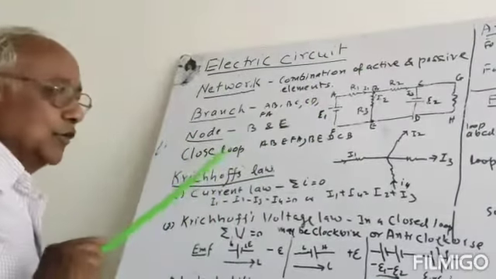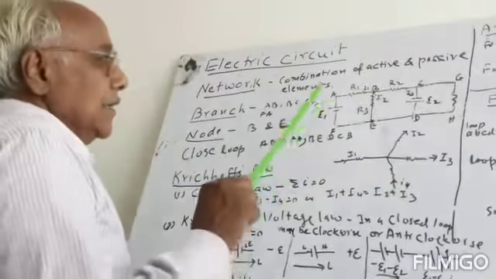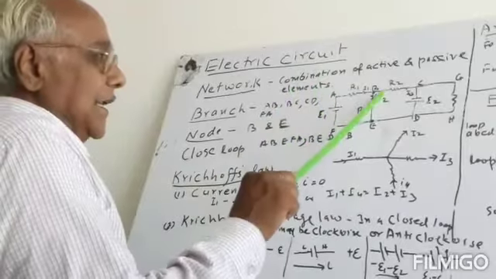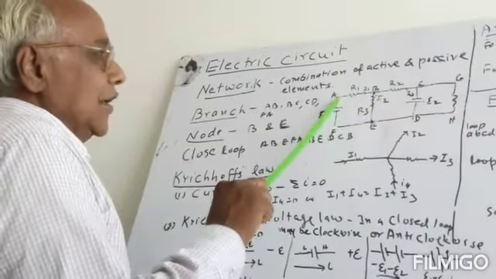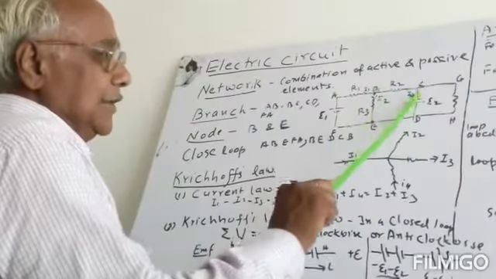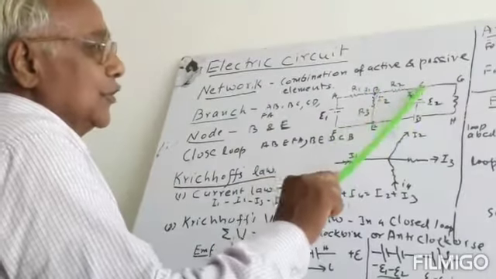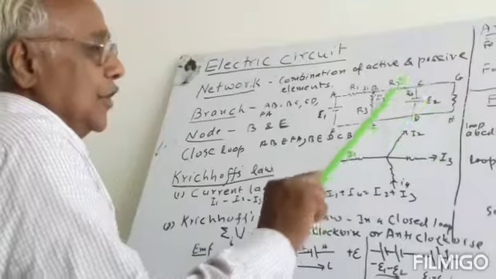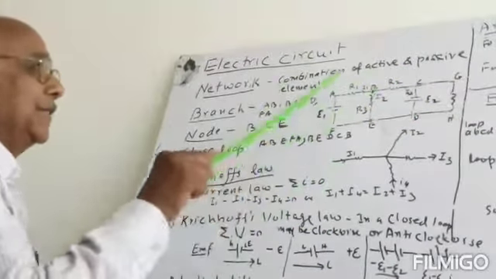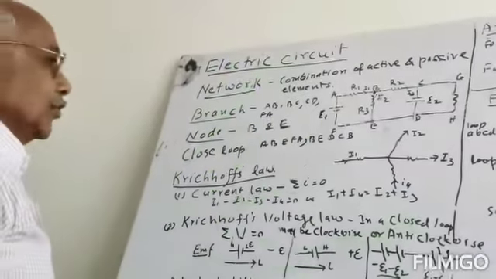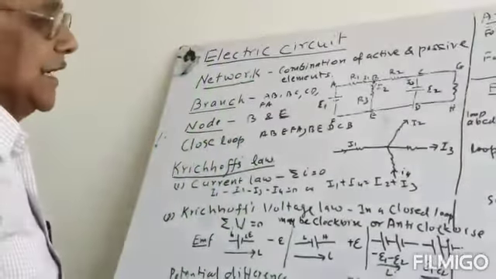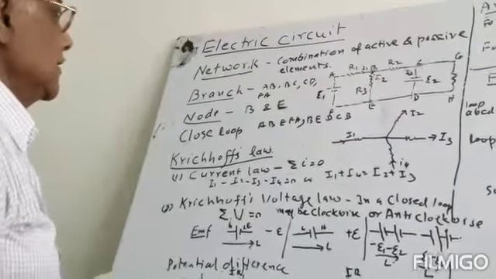Now what do you mean by closed loop? Closed loop means if we start from one point and end at the same point. If we start from A, then B to C to D and this way, this will be a closed loop. This is also a closed loop. This starts from here, here to here, here to here. This is also a loop, here to here, here to here. So closed loop, we start from the same point and end at the same point, that will be the closed loop. So these are some definitions which are important for electrical circuits.